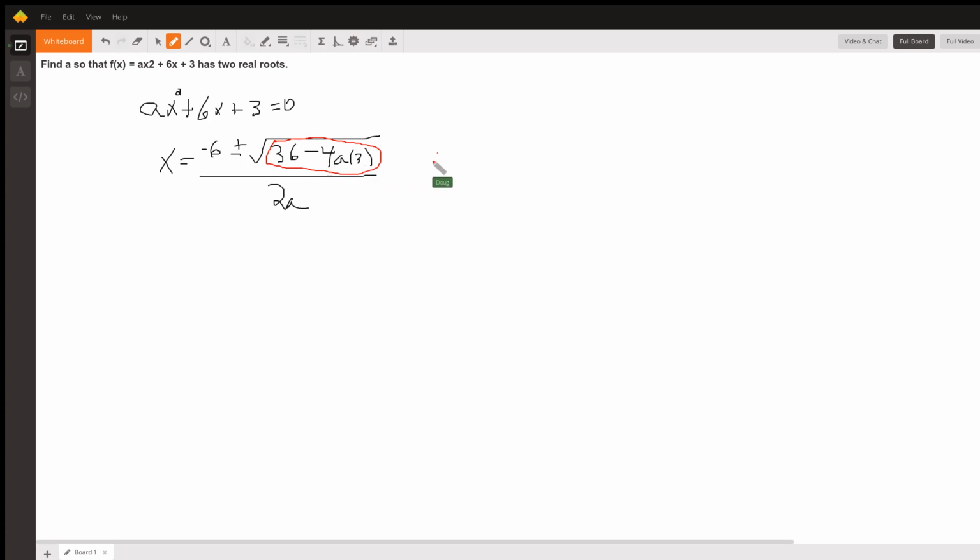So we want to know when is 36, and I'll go ahead and multiply the negative 4 and the 3 together to get negative 12a. In order to have two real roots, that expression has to be greater than 0. So if we solve that for a, we will know what values of a will give us two real solutions. And it turns out a has to be less than 3.